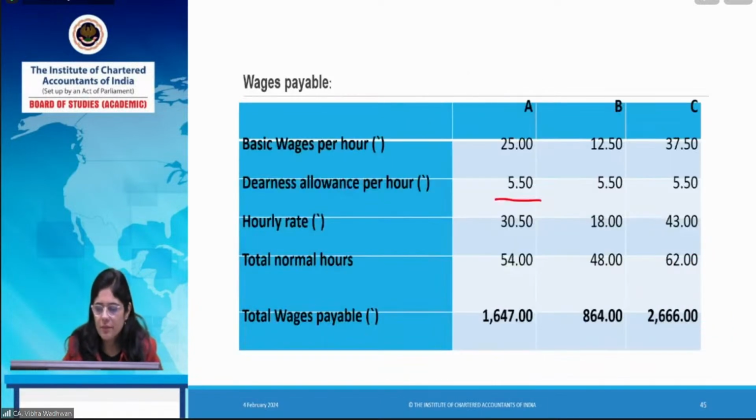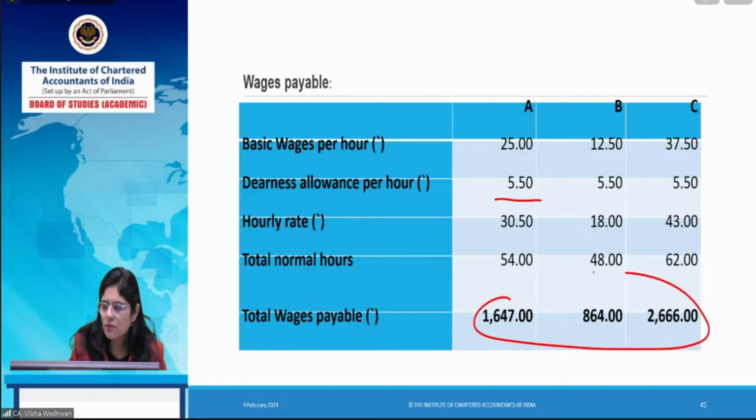All right, so let me see. So this is the final thing. You can see basic wage rate, DA, total hourly rate, and the total normal hours. Clear? So this is how we have calculated. So this is the total wages payable for this question. So I hope you have understood.